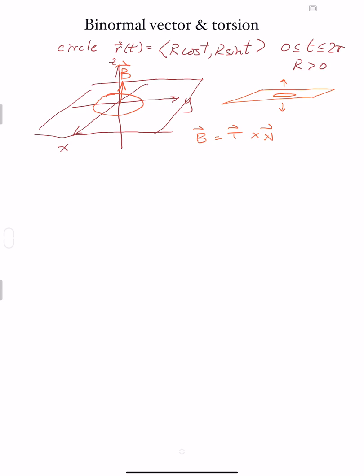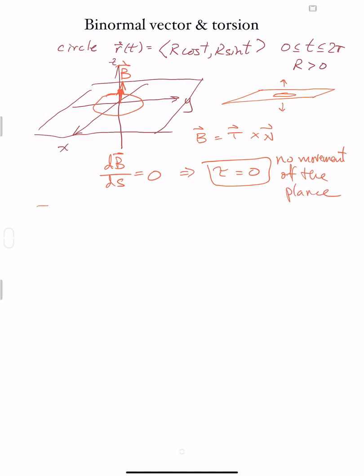So I find that the change, dB/ds, is not going to make any movement in this direction or below, so that's going to be 0, and then tau is 0. Well, that's exactly what we expected, no movement off the plane. So a simple circle stays in the plane; it just stays where it is and does not leave it.